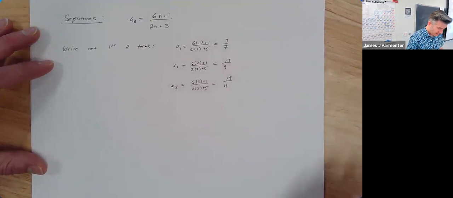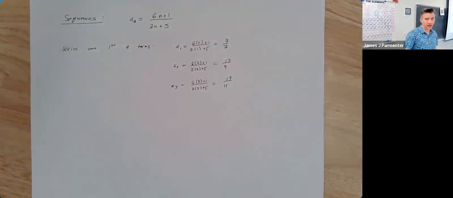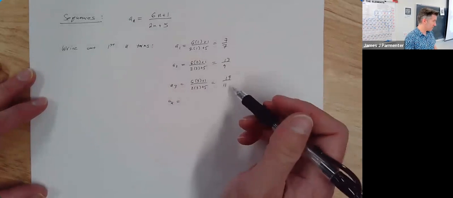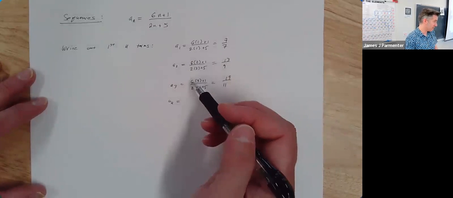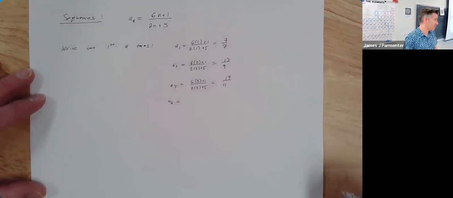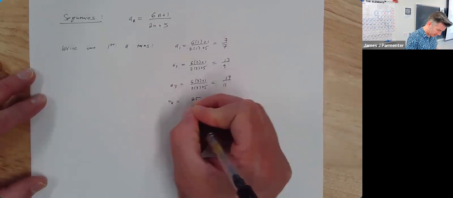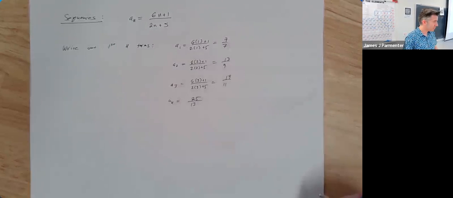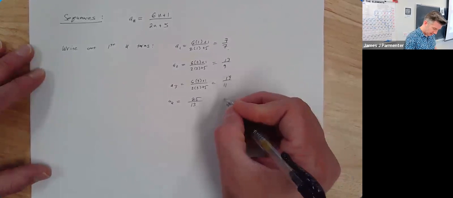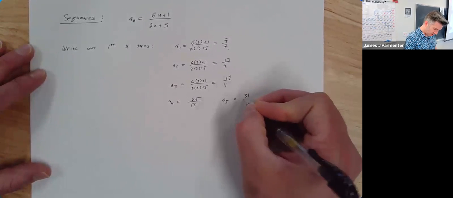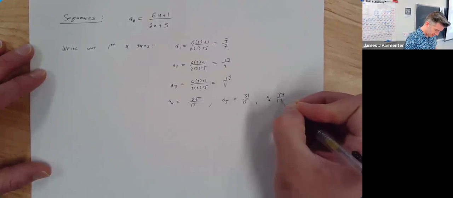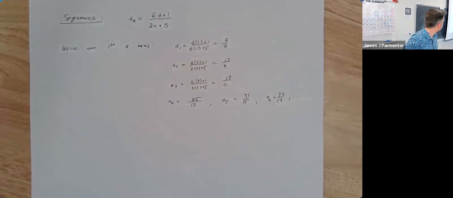A3 is going to be 6 times 3 plus 1 over 2 times 3 plus 5, which is 19 over 11. At this point you might start to see the pattern: every time I increase n by 1, the numerator increases by 6, because I'm multiplying n by 6. So 7, 13, 19, the next one is 25. And the denominator is increasing by 2: 7, 9, 11, 13. You can keep finding more values. A5 would be 31 over 15, and A6 would be 37 over 17, and so on and so on.